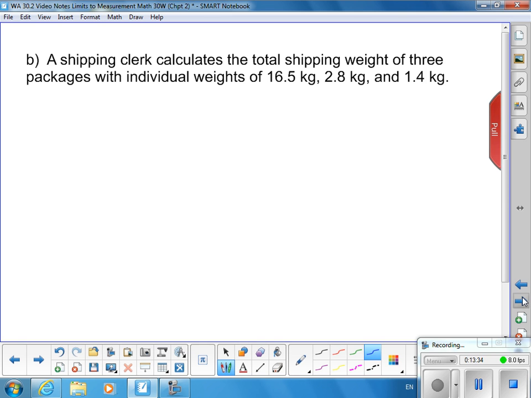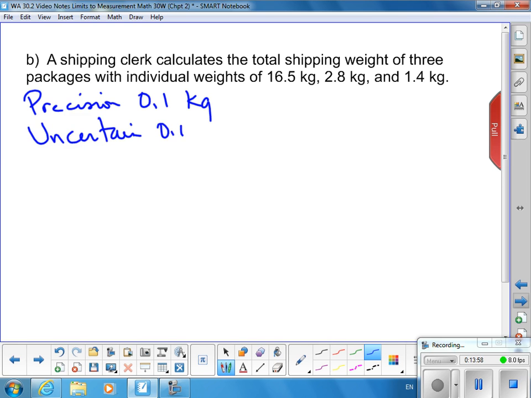A shipping clerk calculates the total shipping weight of 3 packages with individual weights of 16.5 kilograms, 2.8 kilograms, and 1.4 kilograms. Okay, so the first thing we should figure out is what the uncertainty is. So the precision is the smallest unit, which is 0.1 kilograms. The uncertainty then is half of that, 0.05 kilograms. So each one of these weights could be plus or minus 0.05 kilograms.